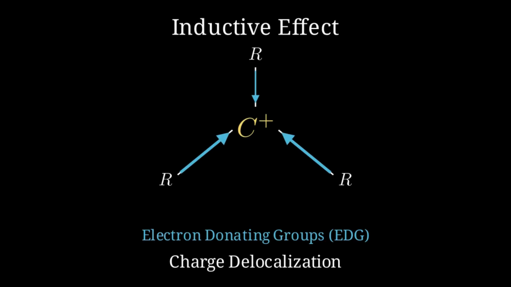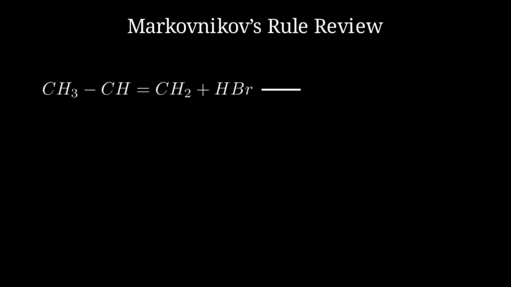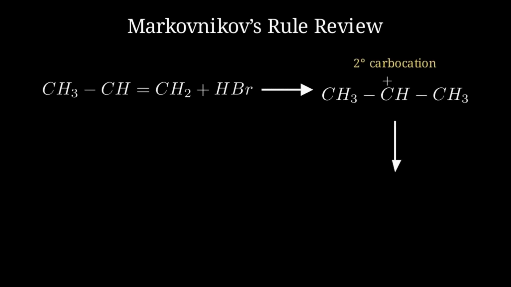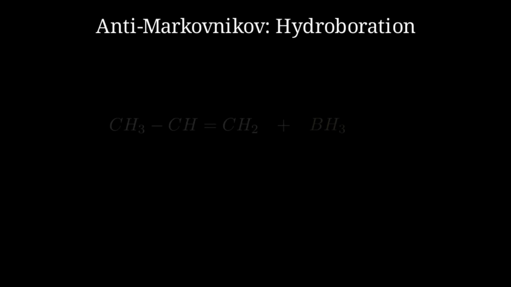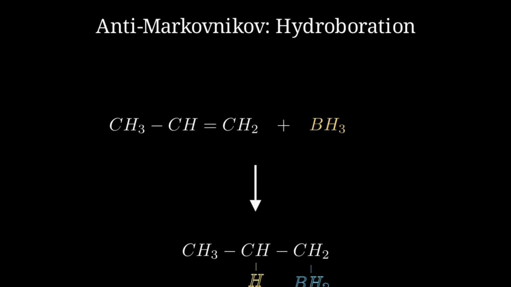larger volume. In standard Markovnikov addition, the hydrogen atom adds to the carbon with more hydrogens to form the most stable carbocation intermediate, leading to the major product. Anti-Markovnikov addition occurs when the substituent attaches to the less substituted carbon. In hydroboration, the boron atom prefers the terminal carbon due to less steric crowding and electronic factors.